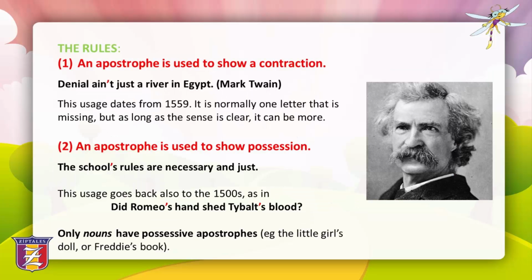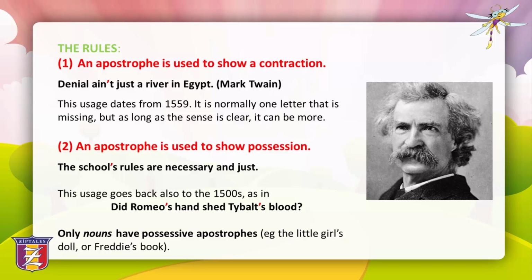The rules. 1. An apostrophe is used to show a contraction. For example, denial ain't just a river in Egypt, said Mark Twain. It's a joke, of course, but it shows the apostrophe. This usage of the apostrophe dates from 1559 and has been called formally, quote, the rejecting of a vowel from a word, unquote. It is normally 1 letter that's missing, but as long as the sense is clear, it can be more. 2. An apostrophe is used to show possession.